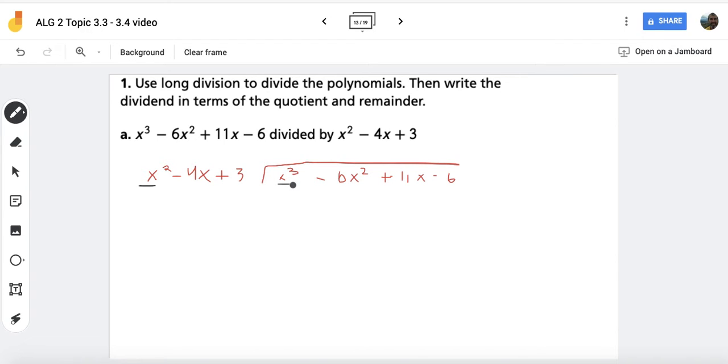Okay, I'm going to look at the leading coefficients, and I have just 1x squared, and here I have 1x cubed. So when I divide x cubed by x squared, I get x. Now this has 3 terms, so I'm going to go 1, 2, 3. The x goes right here. X times x squared is x cubed. X times negative 4x is negative 4x squared. X times 3 is 3x.